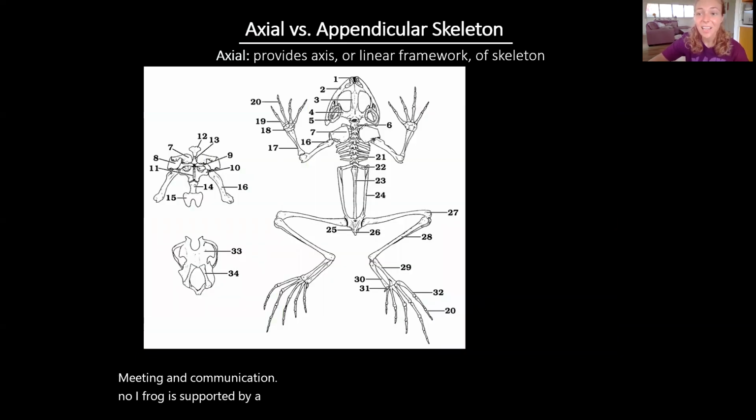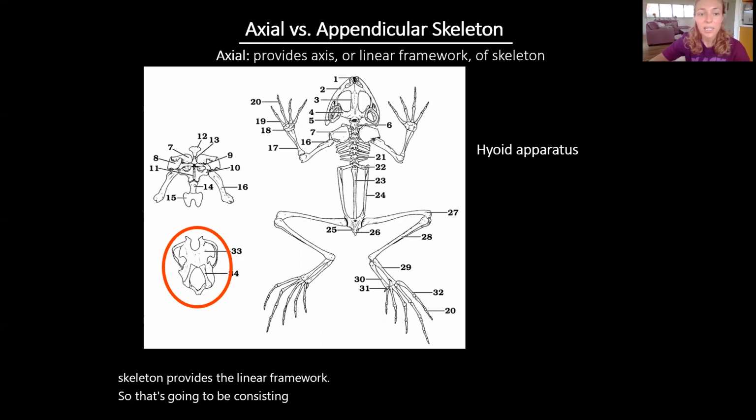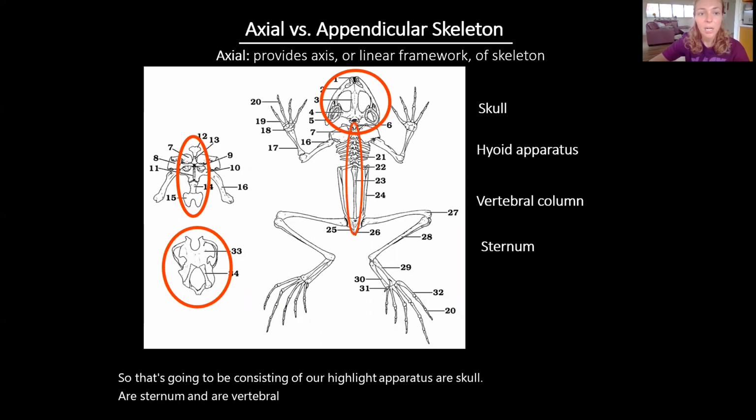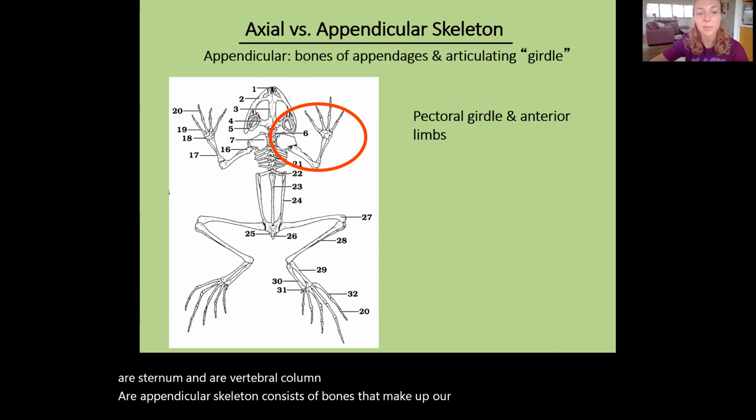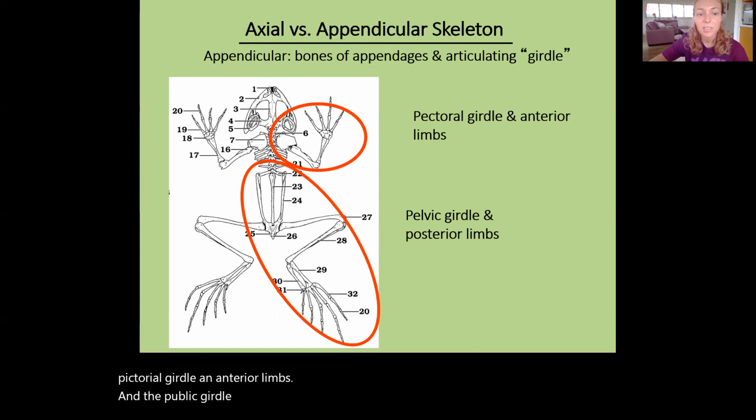So our frog is supported by a skeleton. There is an axial and an appendicular skeleton. The axial skeleton provides the linear framework. So that's going to be consisting of our hyoid apparatus, our skull, our sternum, and our vertebral column. Our appendicular skeleton consists of bones that make up our appendages. So those are our pectoral girdle and anterior limbs, and the pelvic girdle and posterior limbs.